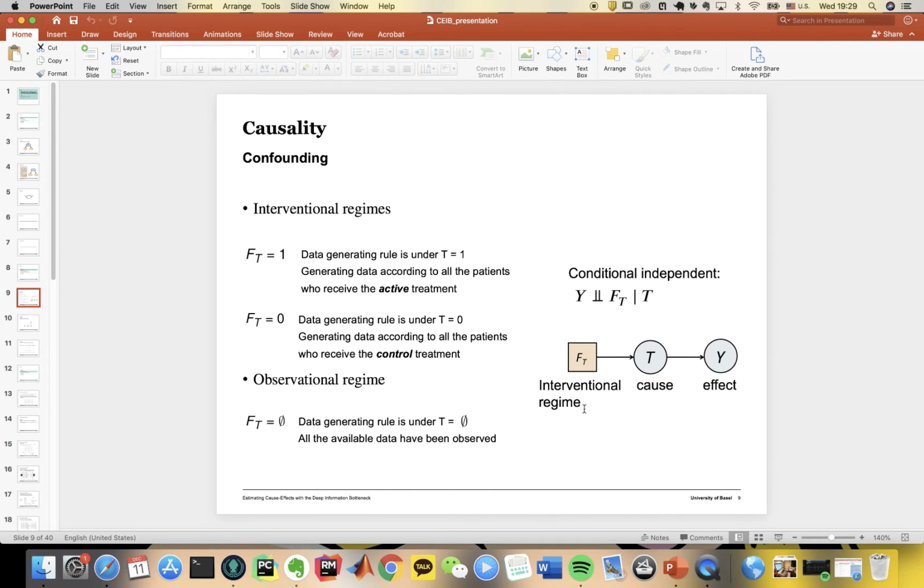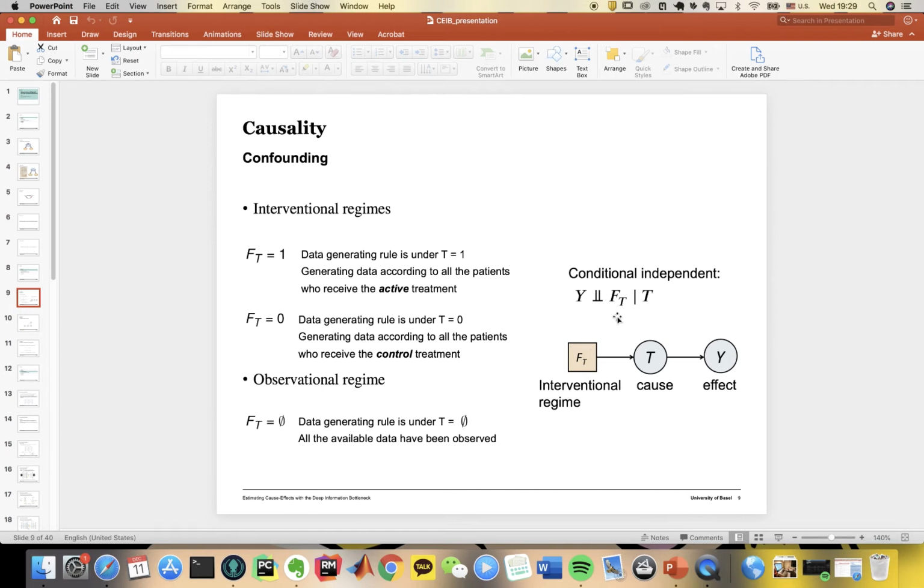But that's a little bit tricky, because in the real world we cannot decide whether to offer the treatment to the patients or not. This T is always fixed, which is no longer our choice. So this means that we only have the observational regime. That means all the available data have been observed. In the real world, we can only observe data, but we want to calculate the causal effect based on the interventional regime.